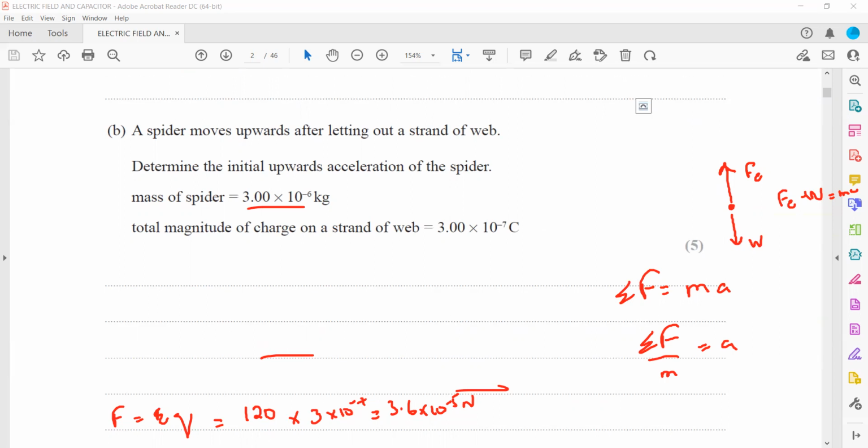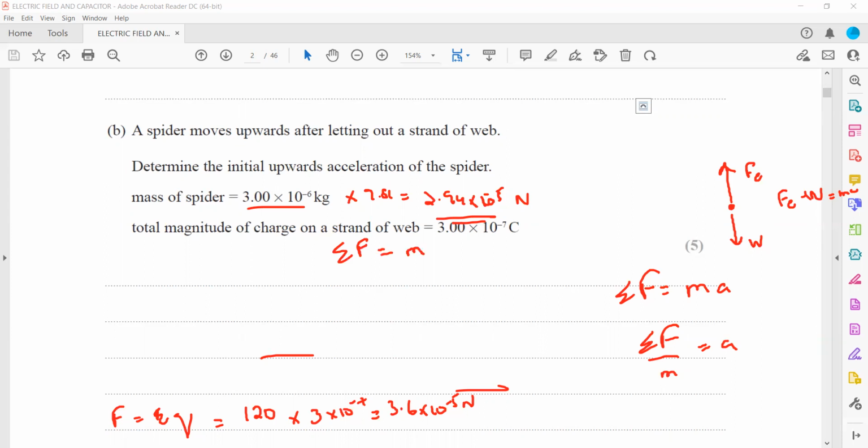So mass is 3 × 10^-6 and gravity is 9.81. When we multiply them, we get the weight of the spider, that is 2.94 × 10^-5 Newton. So the electric force is upward and the weight is downward.